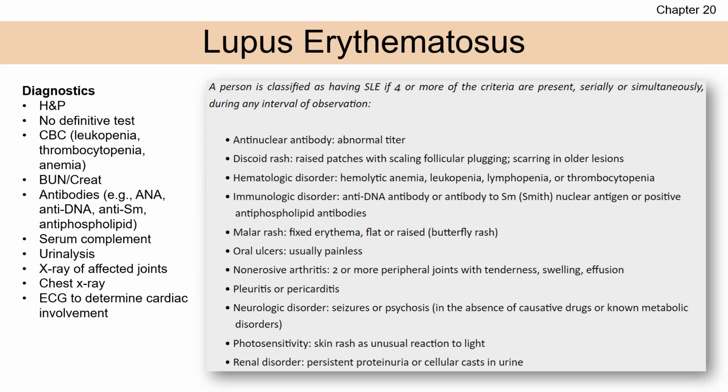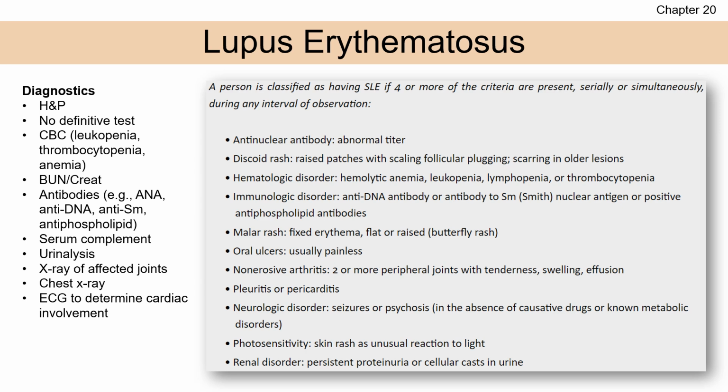Diagnostics, again, good history and physical, ask a lot of questions, do head to toe. There is no definitive test, so we're going to do the basics. We're going to run a complete blood cell count, which is a CBC, and we're going to see pancytopenia. We're going to see low everything, low WBC, low platelets, and low red blood cells.